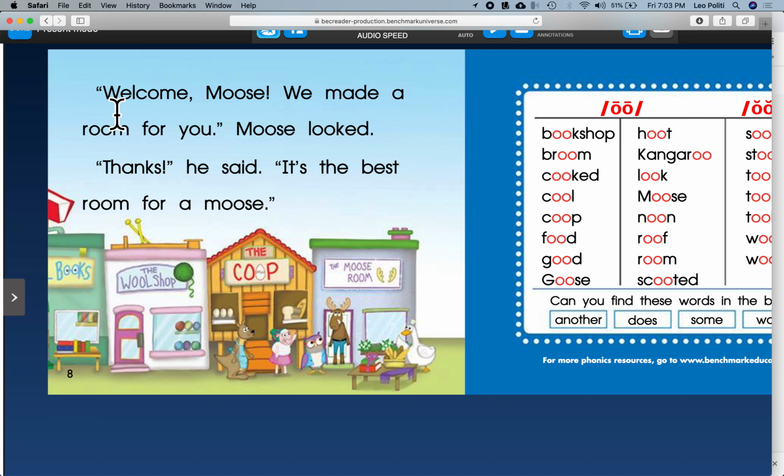Okay, and go. Welcome, Moose. We made a room for you. Moose looked. You see, ed, looked. Here, ed sounds like a T because we don't say looked or looked. We say looked. Moose looked. Thanks, he said. It's the best room for a moose. Wow, what a happy ending.